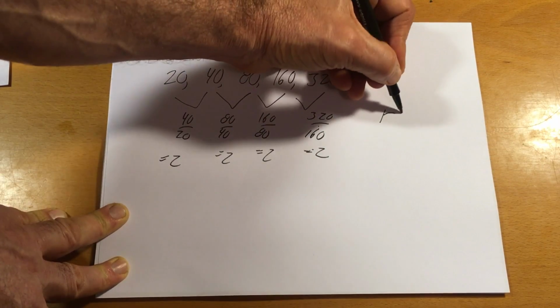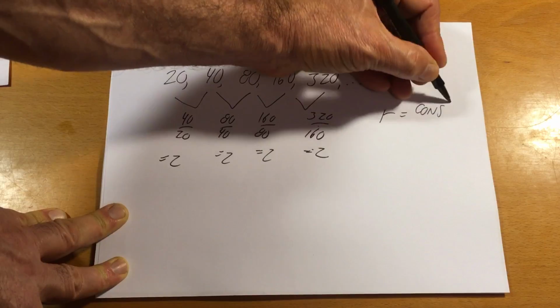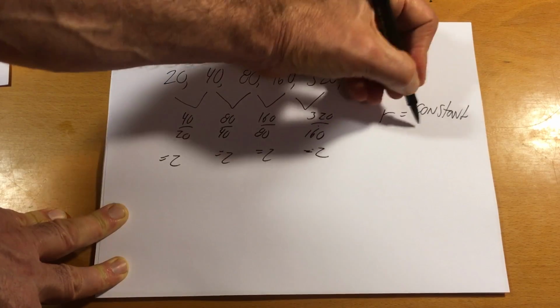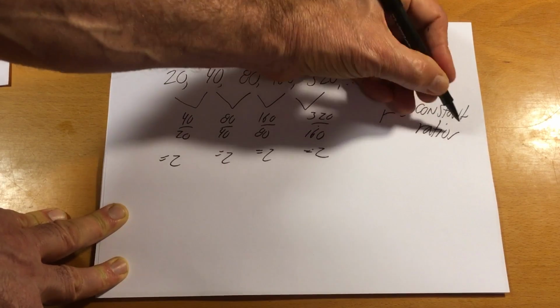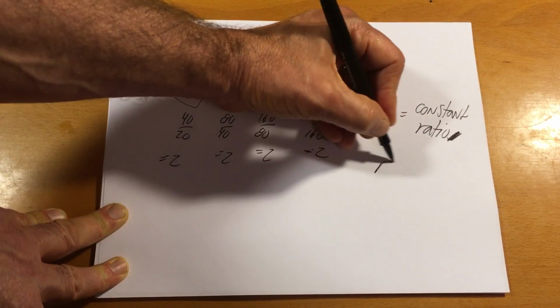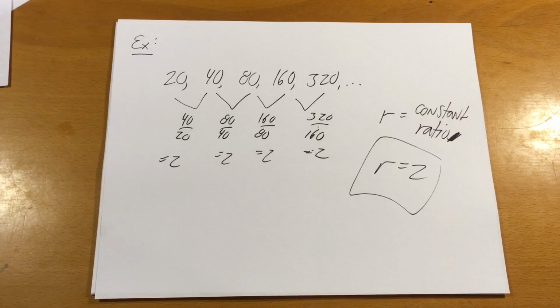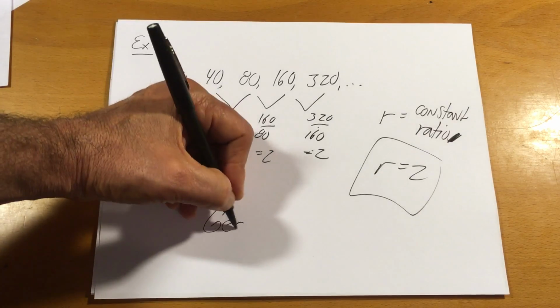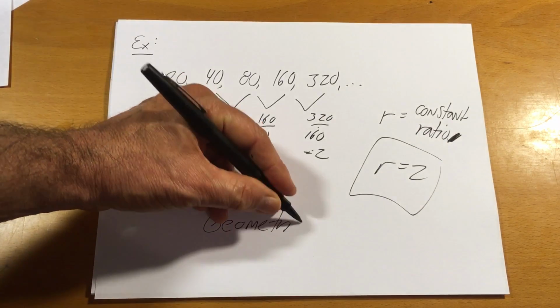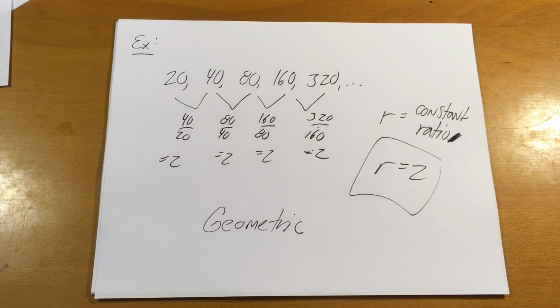So R is called the constant ratio. In this case, R is equal to 2. So we say this is geometric. Geometric or exponential, whatever term you'd like to use.